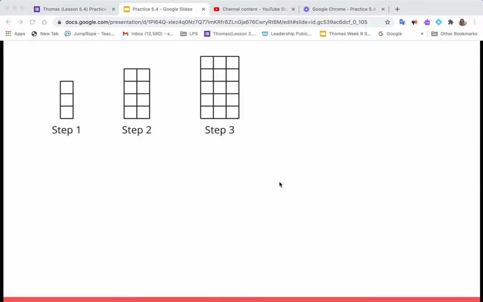All right, so the question is asking us to identify the type of growth pattern shown, write an expression to represent this pattern, and find the sixth step in this pattern. So, as usual, starting with the total number of squares in each. Step 1 has 3 squares in total. Step 2 has 8 squares in total, and step 3 has 15 squares in total.